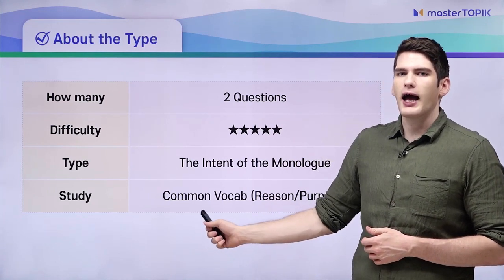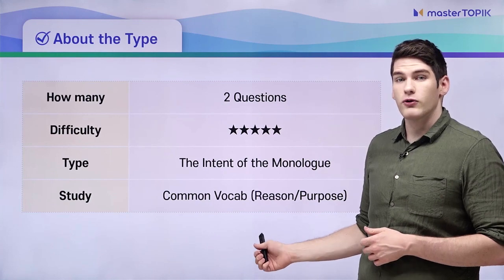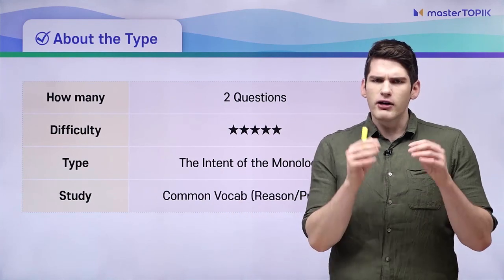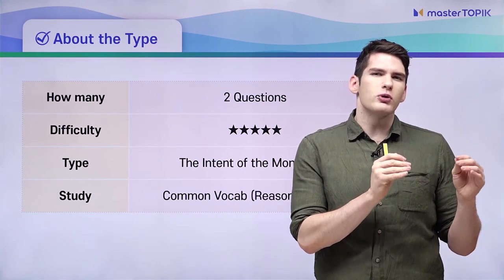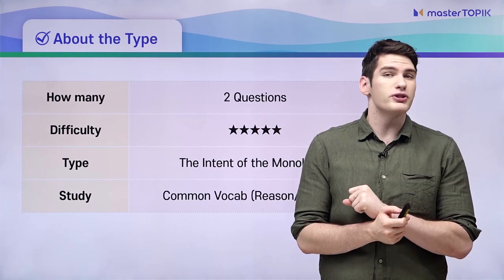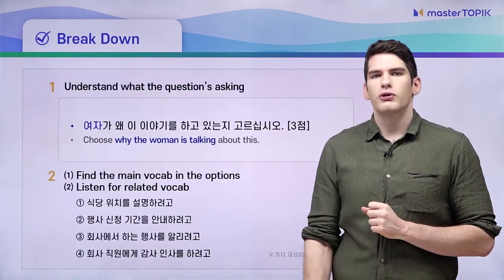And so we're going to study common vocab for reasons and purpose. What we mean by common vocab is there are certain words that are often going to appear in the options. And so we're going to learn what some of those are. All right, let's break it down.